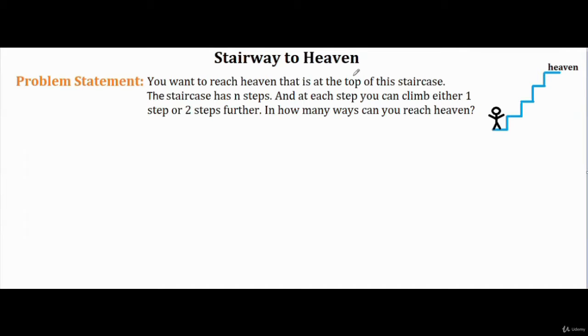Stairway to Heaven. Problem statement. We want to reach heaven, that is at the top of the staircase. The staircase has n steps, and at each step we can climb either one step or two steps further. In how many ways can we reach heaven?